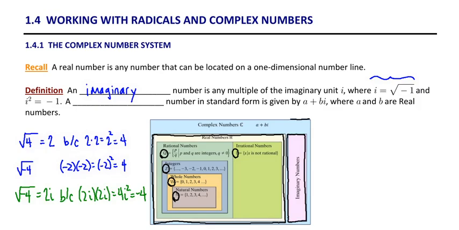Now, our largest frame of reference for numbers that we have today is what we call the complex number system, and it's represented by the C with the double bar. A complex number is any number in standard form, written a plus bi, where a and b are real numbers. So a complex number has two components. It has a real component and an imaginary component. We're going to look at simplifying radicals that generate both real numbers and complex numbers.